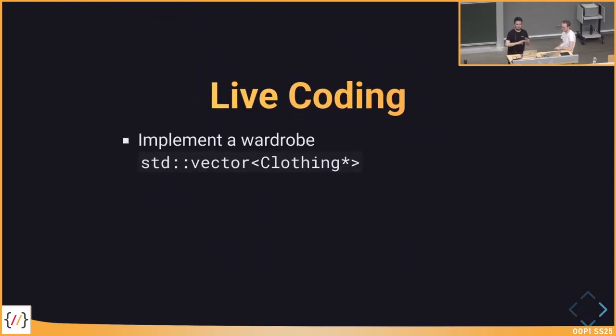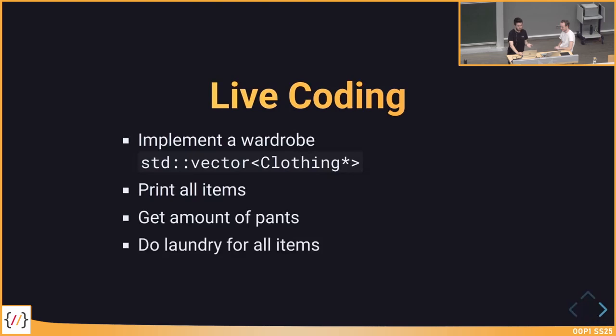We will implement a wardrobe, because if you're somewhat like me, you don't have a special wardrobe for pants and for shirts and for suits. So you have just one wardrobe where you store all your clothing. We might want to print all the clothing we have in there, or get the amount of pants we have in our wardrobe, or do laundry for all items at the same time.